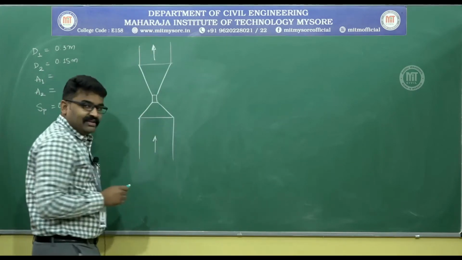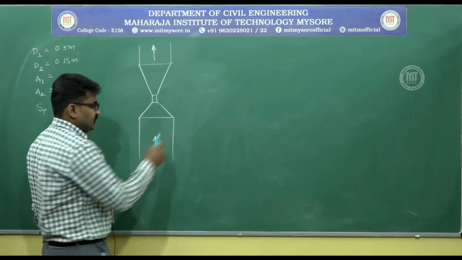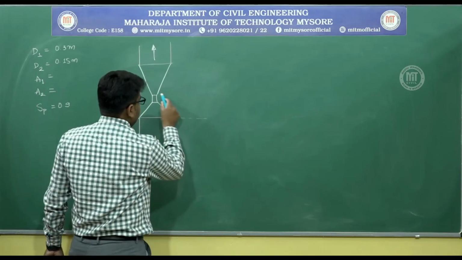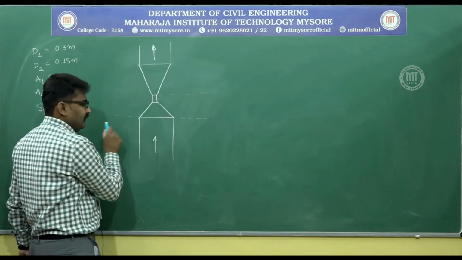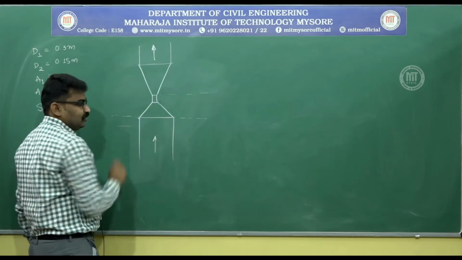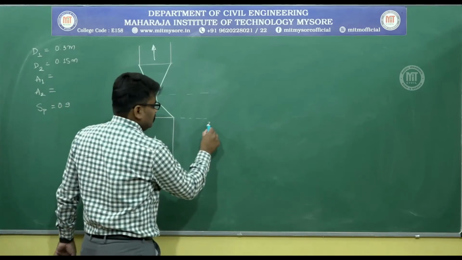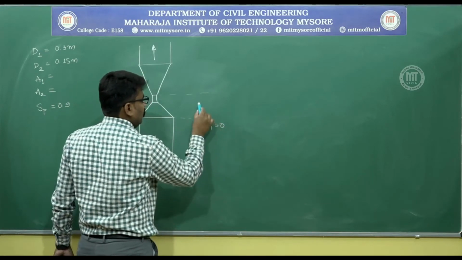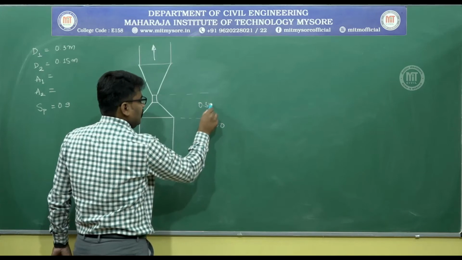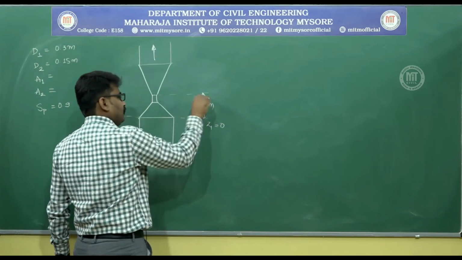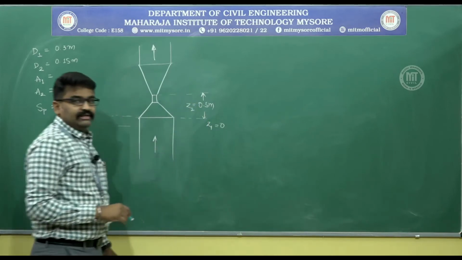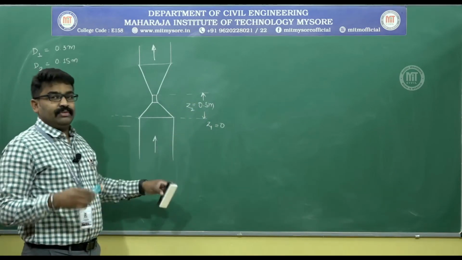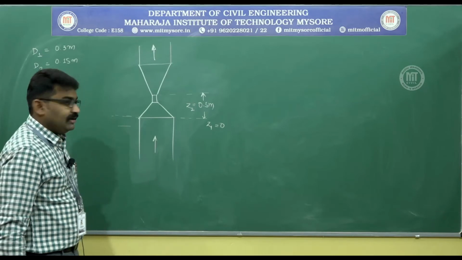The elevation difference between the inlet and throat is given to be 300 millimeter. So, this is 300 millimeter. If you assume this to be the datum passing through section 1, then Z1 becomes 0, Z2 will obviously become 0.3 meters, or in other terms Z2 minus Z1 becomes 0.3 meters.